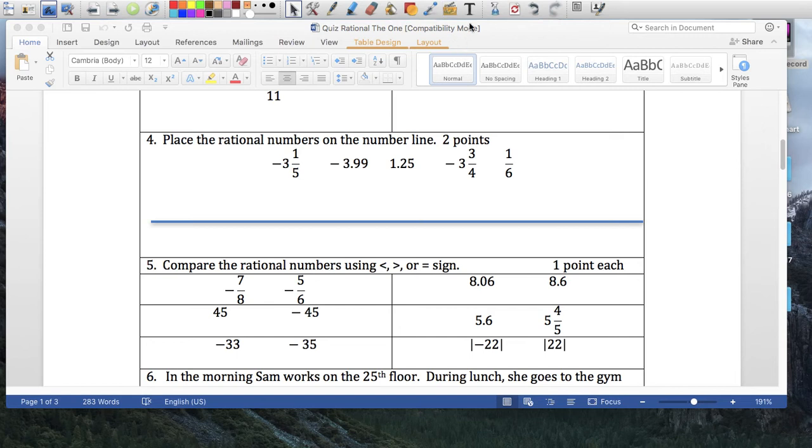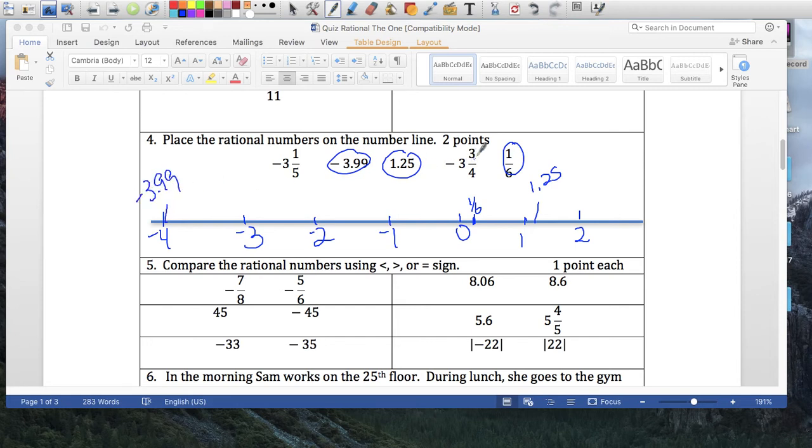Place the rational numbers on the number line. So now I'm going to go here, here, 0, 1, 2. So let's do the easy ones. 1.25. It's a little bit over 1. 1/6 is a very tiny number. Imagine if you had something and you broke it into 6 pieces and you gave me one of them, it would be a very tiny piece. Definitely between 0 and 1. Negative 3.99. Very close to 4. Right over here.